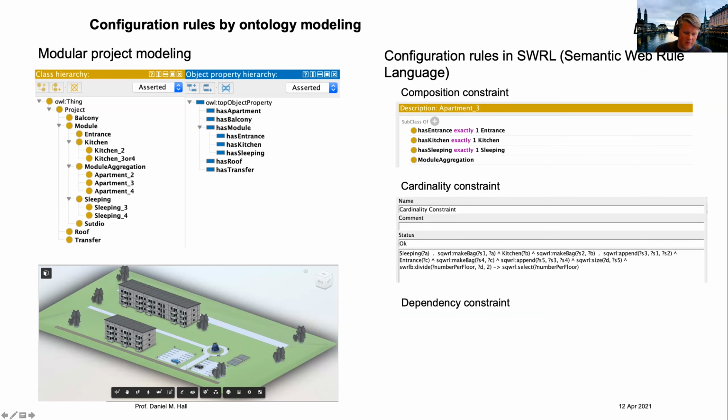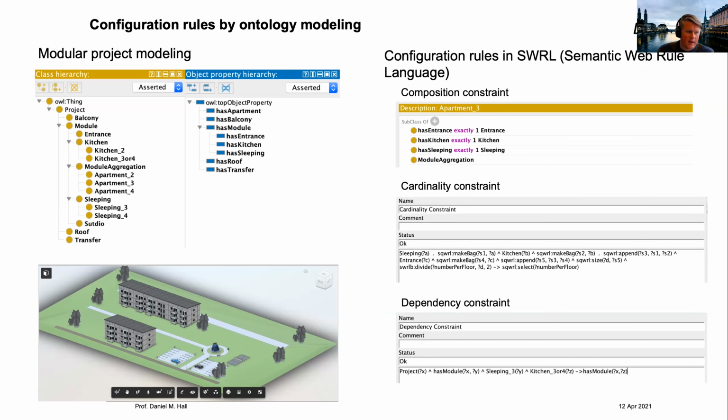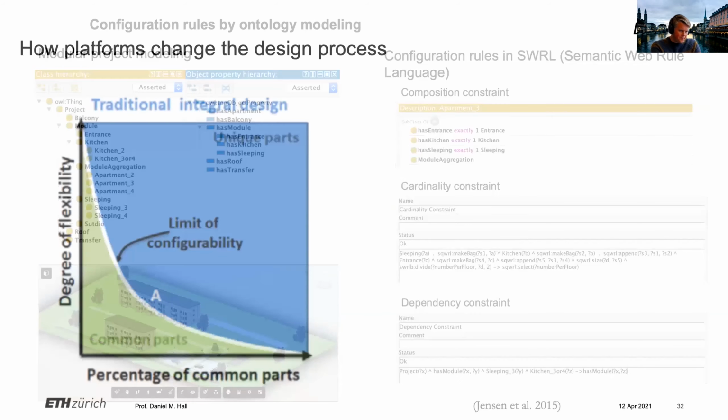Here are some examples of the other types of constraints. And these are all a part of the paper that you read. So if you're interested, we can certainly discuss more moving forward.